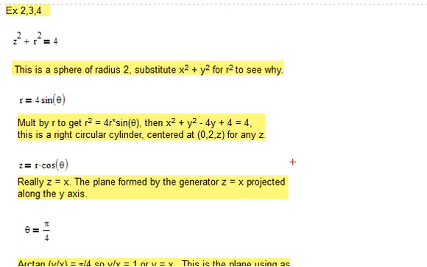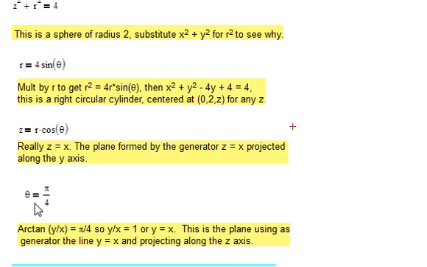So let's see. How about this one? Theta equals pi over 4. That means for all values of r and for all values of z, theta equals pi over 4. Well, for all values of r, if I was just in the xy plane, this would be a line through the origin with slope 1. Because y over x is equal to 1 if the angle is pi over 4.